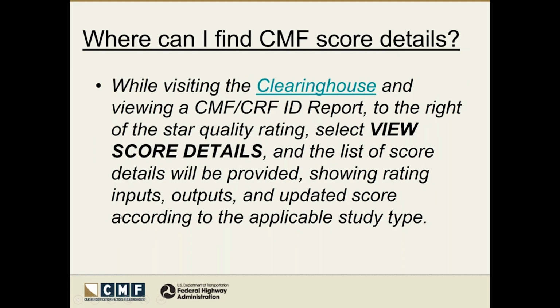So if you are interested in more details, John covered this. Jerry showed you earlier in today's webinar where you can find more of the details, but please, when you're on the clearinghouse and you're viewing the specific crash modification factor, crash reduction factor report, to the right of the star quality rating, you would see some big words, view score details. If you select that, you would see the list of score details showing the rating, the inputs, the outputs, the updated score according to the applicable study type. And that's where you can find a bit more details on a CMF by CMF basis.